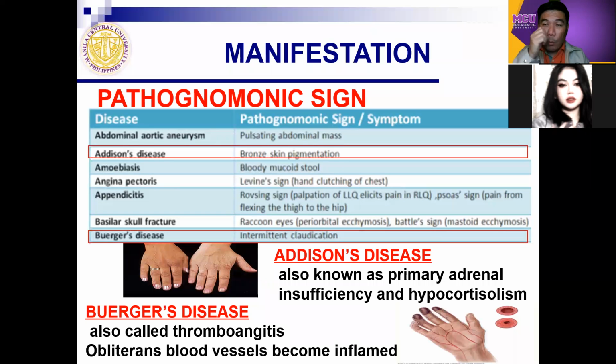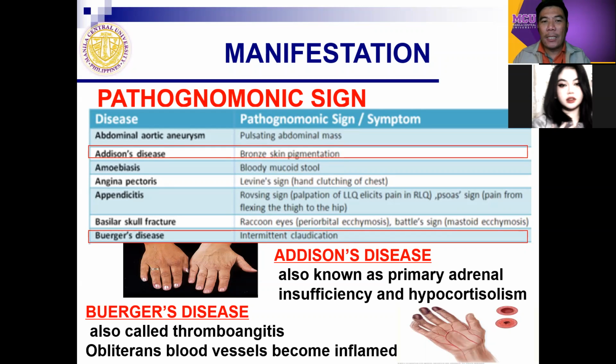Kaya that's why when you are considering, i-check nyo muna yung Rovsing sign at saka yung psoas sign. Pag nag-positive pareho, pathognomonic sign really help. Kasi diagnostic test can really attest yung problem. Pero yung initial na observation natin of pathognomonic sign na very common lang for appendicitis, ayan, yung Rovsing at saka psoas sign. Okay, next po.